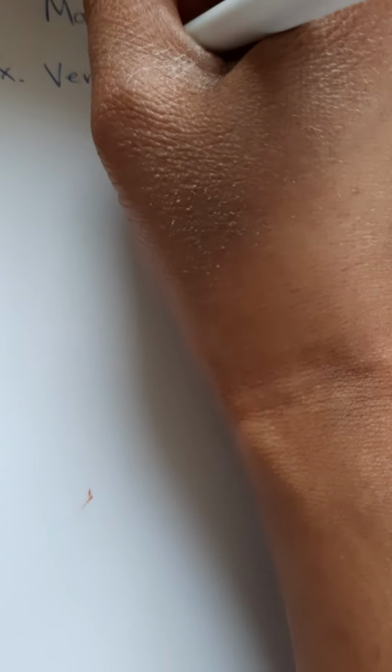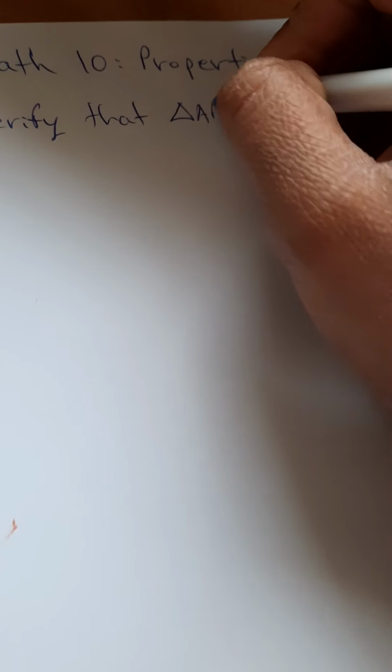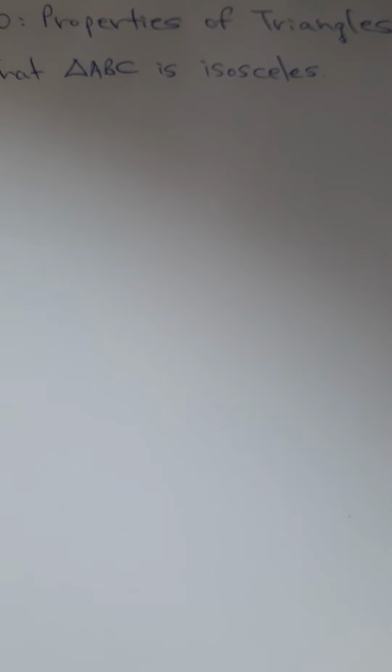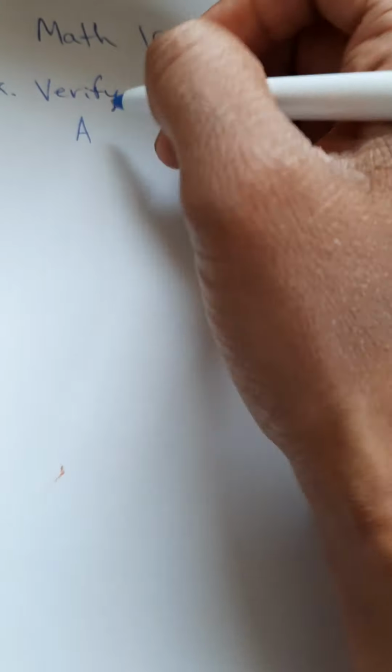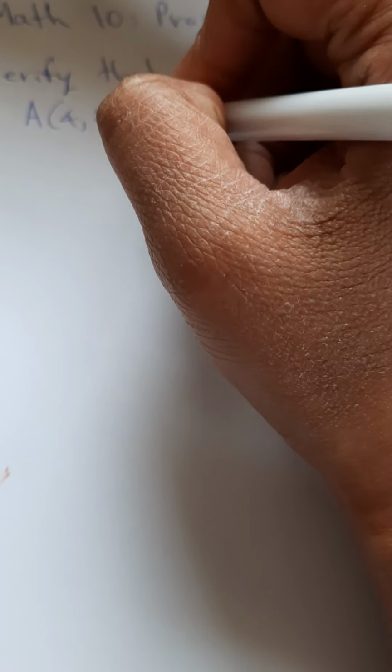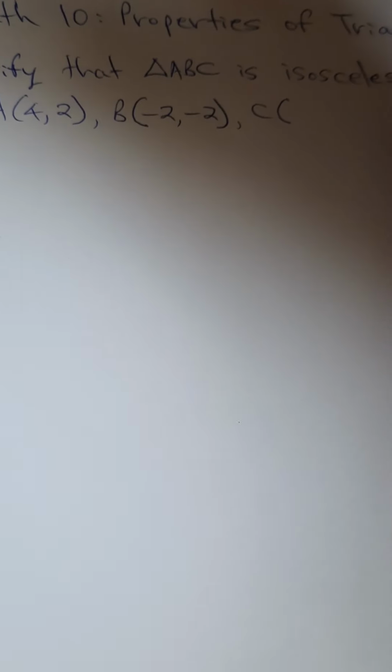Okay, it says basically to verify that triangle ABC is isosceles. So when we are verifying this, I'm going to give you the actual vertices here. A is (4, 2), B is (-2, -2), and vertex C is (2, -8).